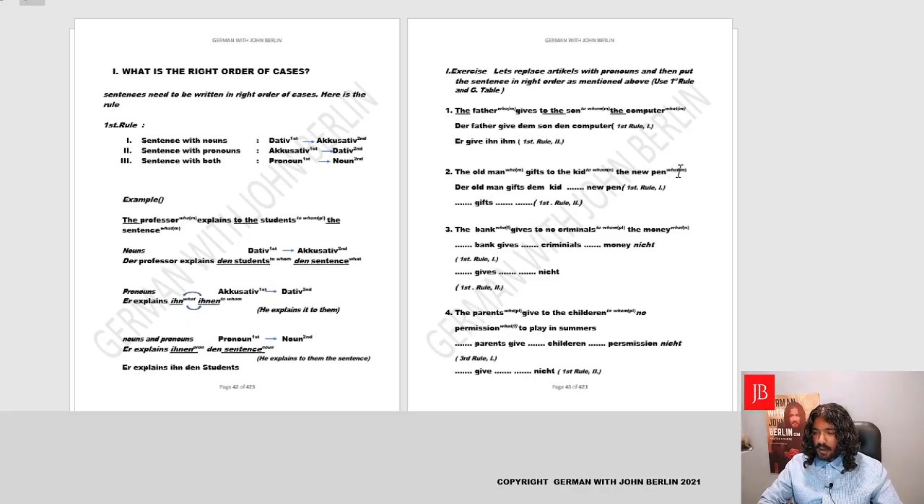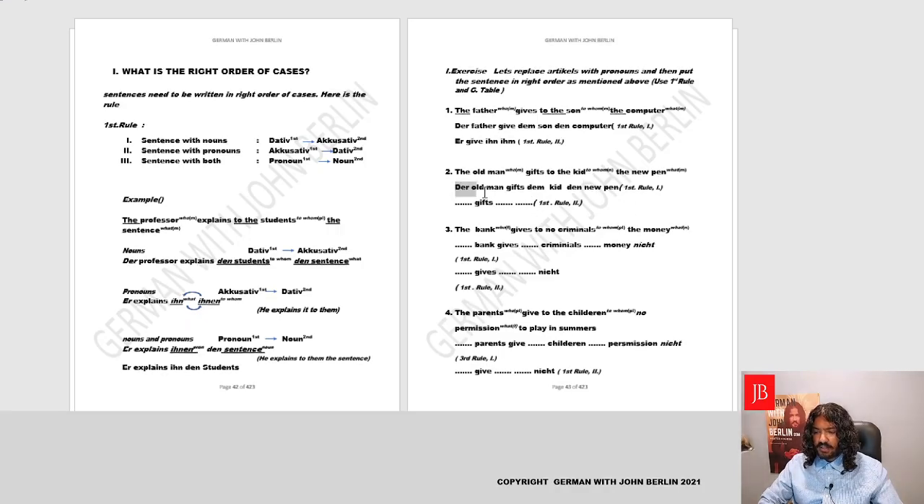The new pen. What? Pen is masculine, and what is accusative? Accusative masculine is den, die, das, die. Den masculine, so we write den. Yes, the old man gives to the kid the new pen.